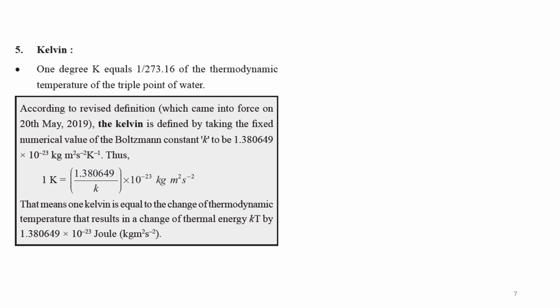Now Kelvin, the fifth one. 1 degree Kelvin equals 1 by 273.16 of the thermodynamic temperature of the triple point of water. We know this. If you are from an engineering or science background, we all know this definition.